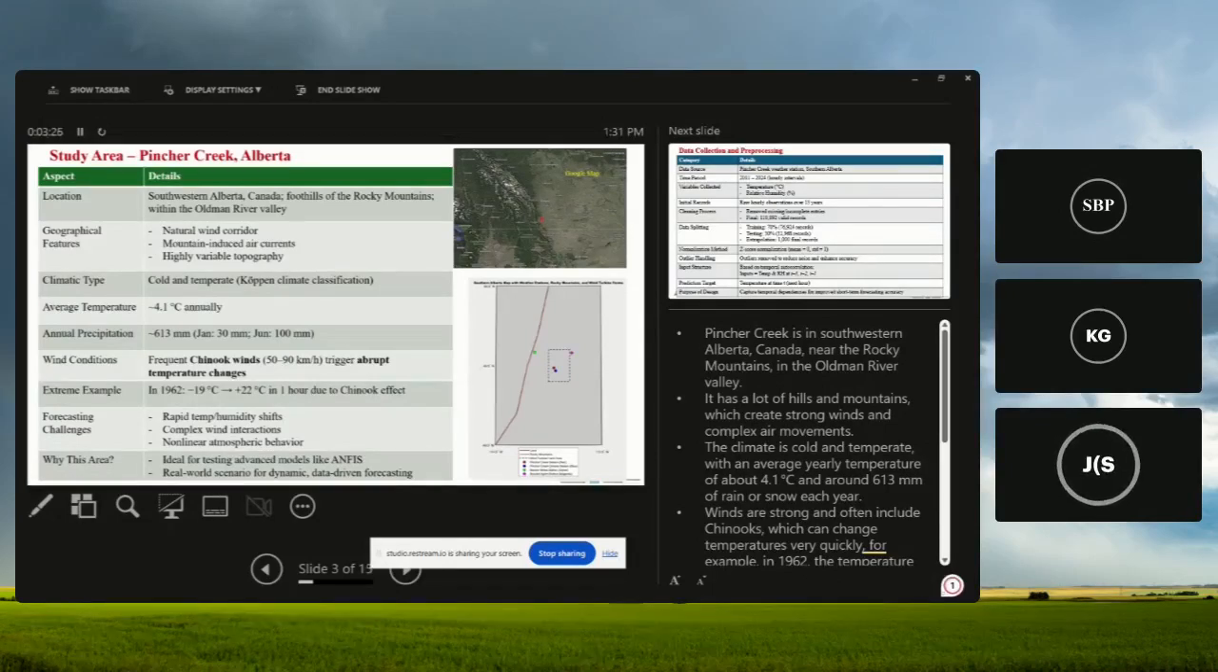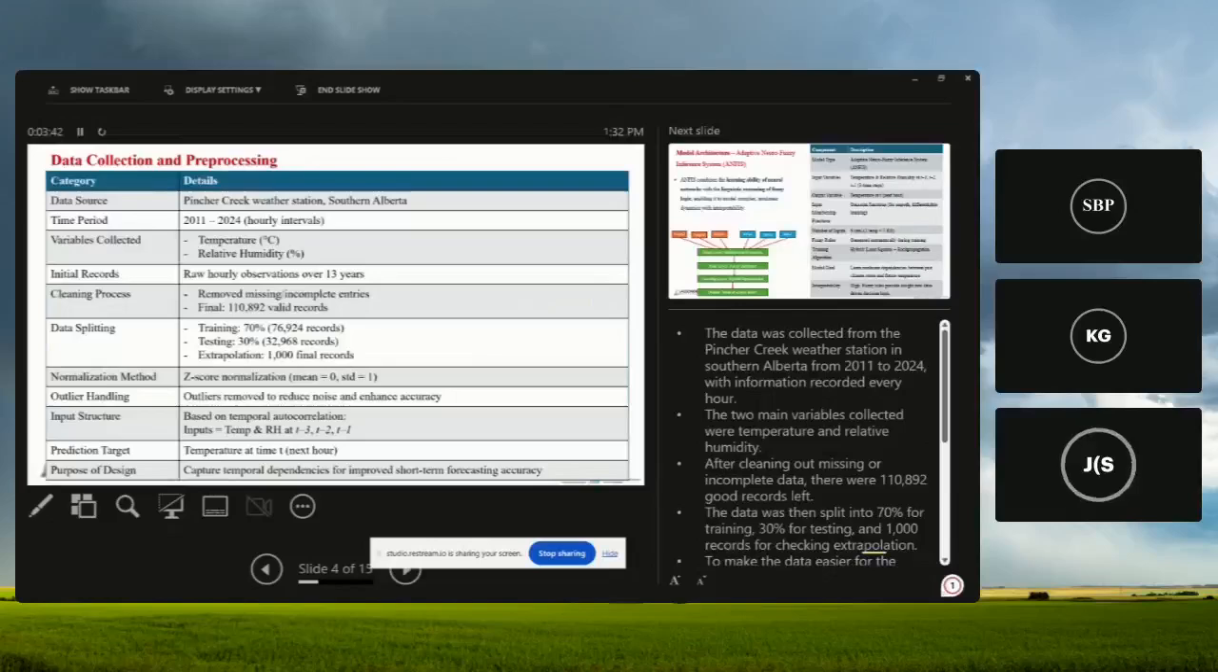Why this area? You can see that the area that I show here is almost the area of the wind farms. It is ideal for testing advanced models like ANFIS and real-world scenarios for dynamic data-driven forecasting.